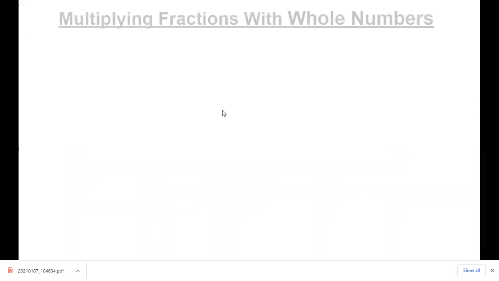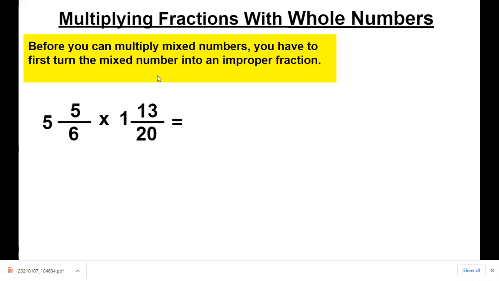Okay, try it again. Multiplying fractions with multiplying mixed numbers. That's what it should say. I'll fix that. 5 and 5/6 times 1 13/20. Okay, first step. I have to change my mixed numbers into an improper fraction.